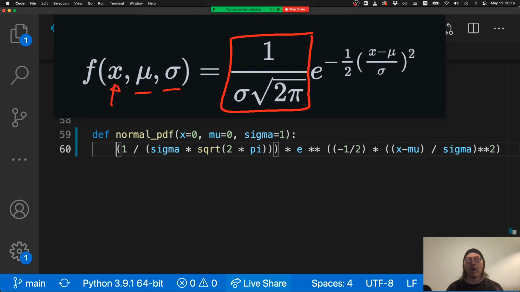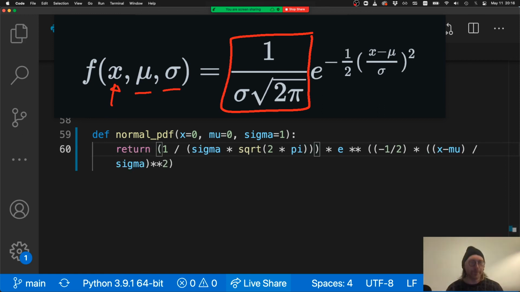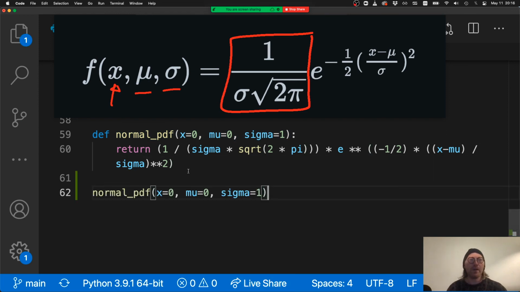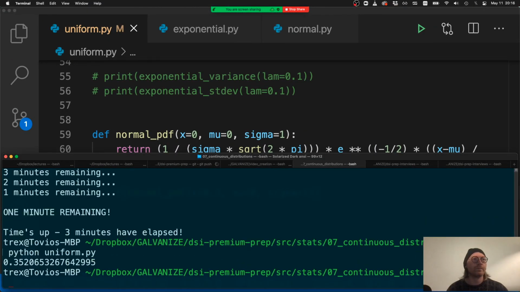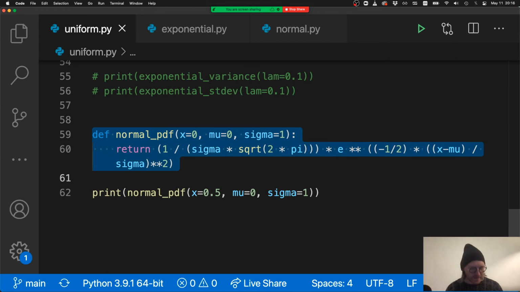And hopefully there are no mistakes in there. I wouldn't be surprised if I have a mistake in there, is the thing. And that's why we want to test this against a specific value. So what I had said was 0.5, a mu of 0, and sigma of 1. And what we expect to see here is something like 0.3521. So let's print that, and hopefully we get the right result. .3521, roughly. Okay. So I'll paste that function in.